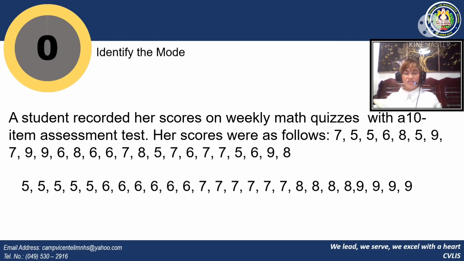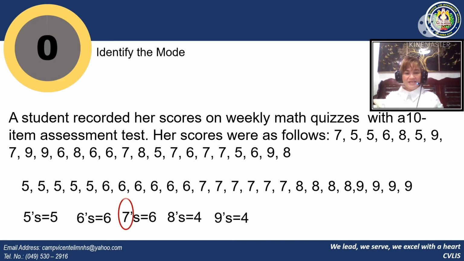So you need to arrange the data from lowest to highest and try to check which score repeated the highest. So we have 5 repeated 5 times, 6 repeated 6 times, 7 repeated 6 times, 8 repeated 4 times, and 9 repeated 4 times. So obviously 6 and 7 are the most frequent scores. So they are called bimodal. Okay? I hope that you got them all correctly and you are also prepared with our learning task today.